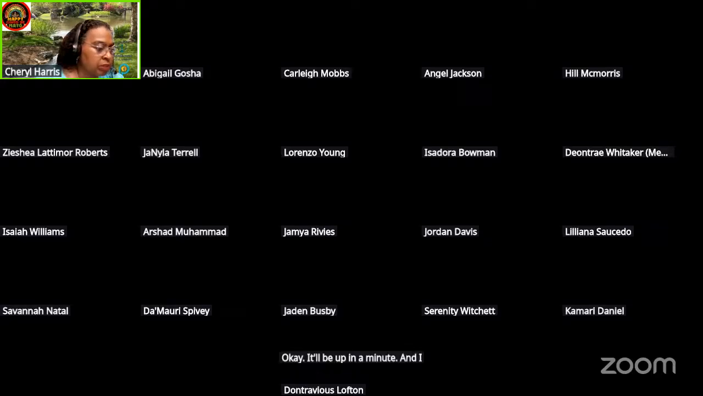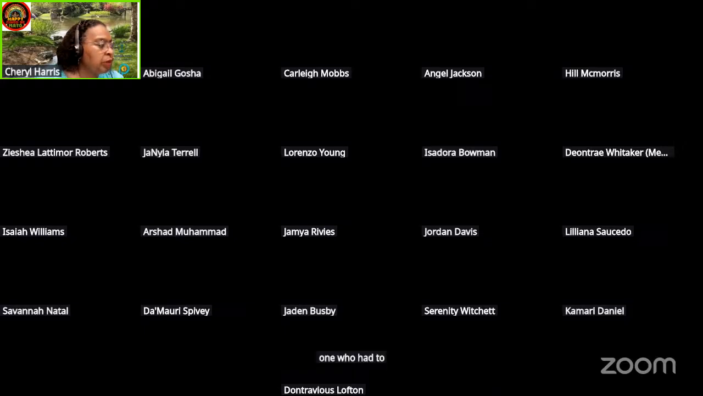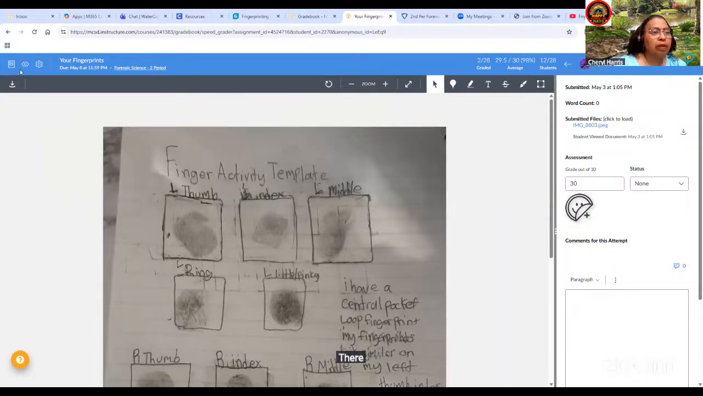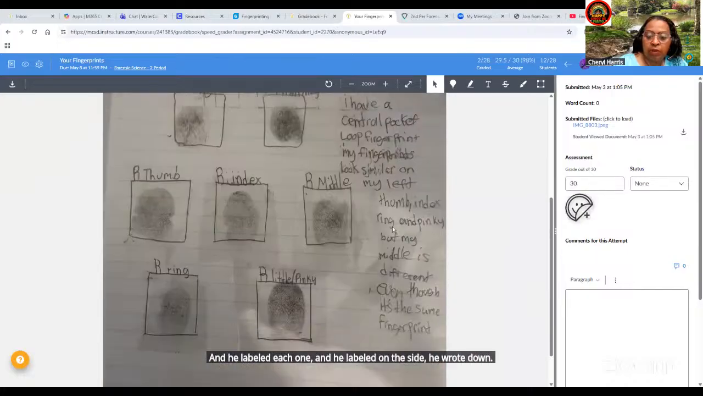And I wanted to show his because he did two things. One, he had to create his own paper. Some of you don't have printers, so it is possible to do this activity without a printer. Can I rotate this? Yes, I can. There we go. All right. Okay, so he created his own paper template. He did all his fingerprints. I could tell that he taped them down. And he labeled each one, and he labeled on the side, he wrote down what type of fingerprints he has.